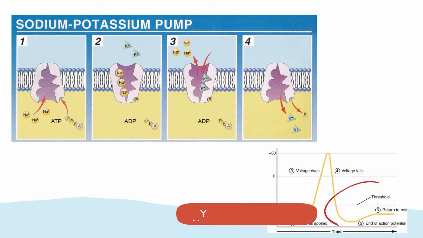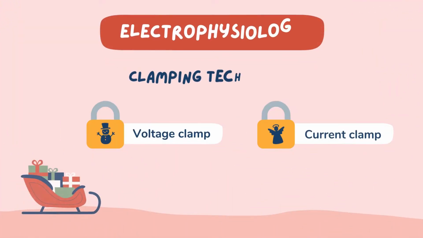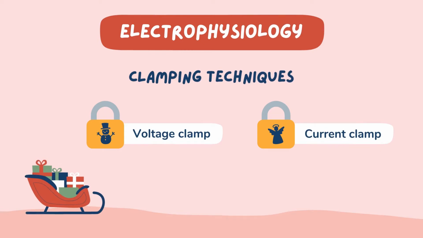Since potassium channels close slowly, the membrane potential becomes more negative than the resting potential. This is called hyperpolarization. The sodium-potassium pump would re-establish the potential gradient. More sodium ions will be pumped out than the potassium ions to make the membrane potential back to its resting potential. Because voltage-gated ion channels remain open for only a few milliseconds, ion transport must be measured electrically using clamping techniques.